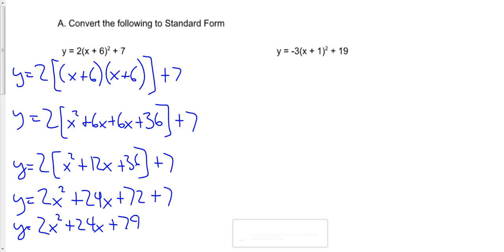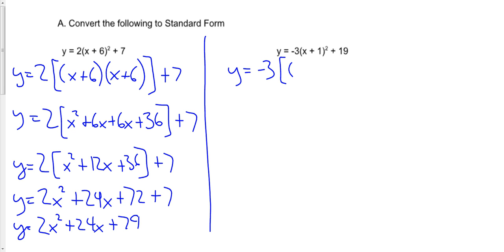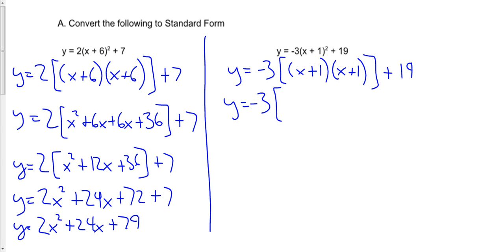So now I'm going to do another example here on the right. I have the same process at play, and I'm going to go through and solve that again. So I've got y is equal to negative 3 times a perfect square plus 19. I'm going to write this out as y is equal to negative 3 times, in brackets, x plus 1 times x plus 1, all plus 19. So I'm going to multiply using my FOIL pattern. I'm going to multiply these two binomials in the middle together.